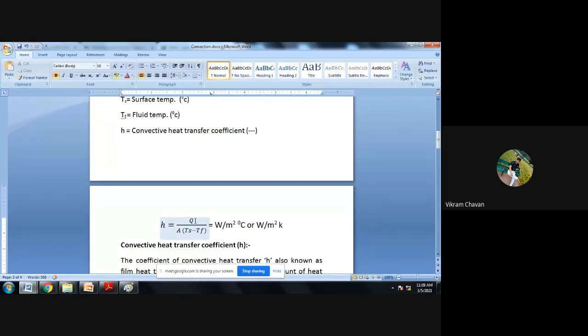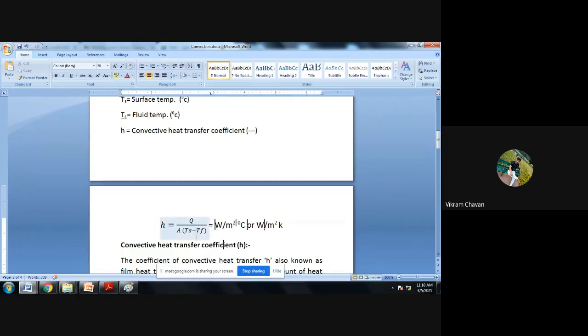Now the unit of Q is watt. The unit of A is meter square, and Ts minus Tf is a change in temperature, so its unit is degree Celsius or degree Kelvin. So the combined unit of h we can write as watt per meter square degree Celsius.